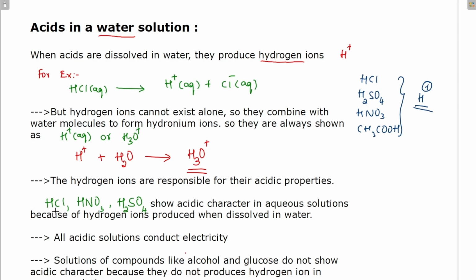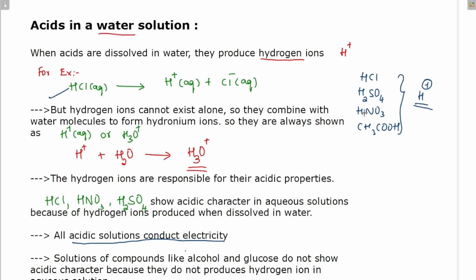HCl, that is hydrochloric acid, nitric acid, sulfuric acid, they all show acidic character in aqueous solutions because of hydrogen ions produced when dissolved in water. And because of the formation of the ions in water, all these solutions conduct electricity. Not only hydrogen ions are produced in all these acids, but also the respective anions are produced, as you see in case of hydrochloric acid. So because of the production of these ions in water, they are capable of conducting electricity.